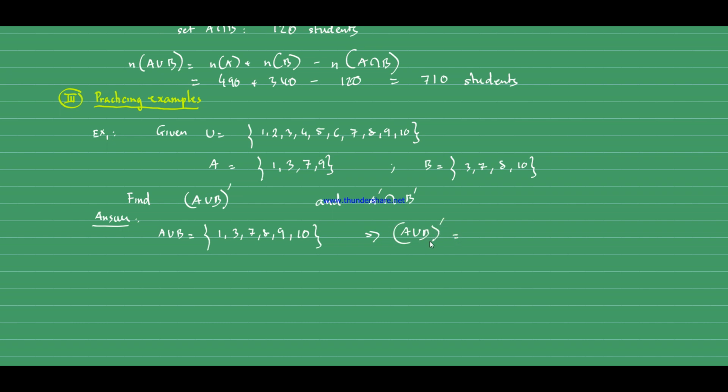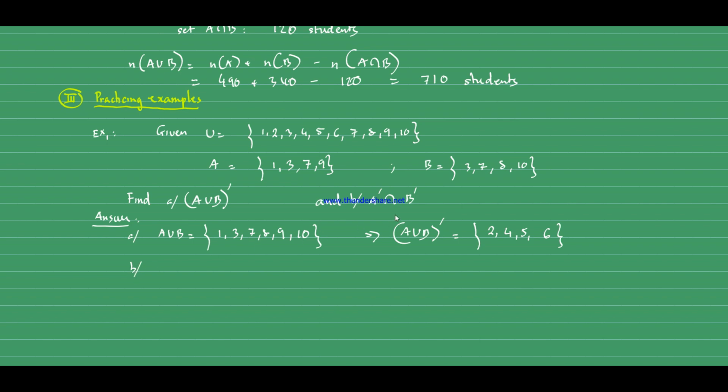Then from here we can find (A union B) complement. This means all the elements that are contained in the universal set but not contained in this set. So we compare this to the universal set. We have 1, 3, 7, 8, 9, 10 there, so what is not contained is 2, 4, 5, 6. This is the complement of the union set. Okay, so we finished part A.